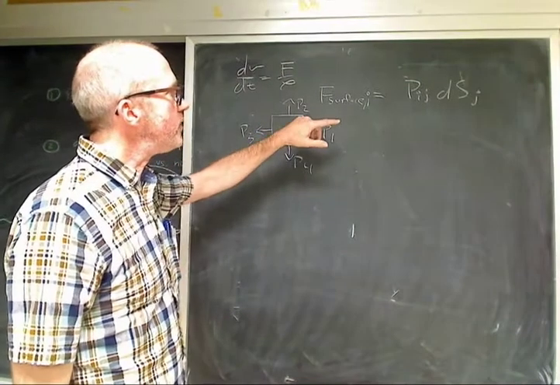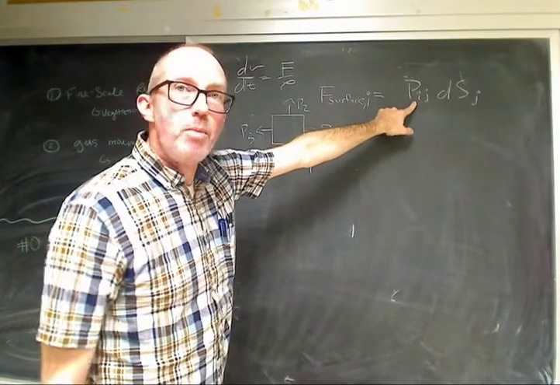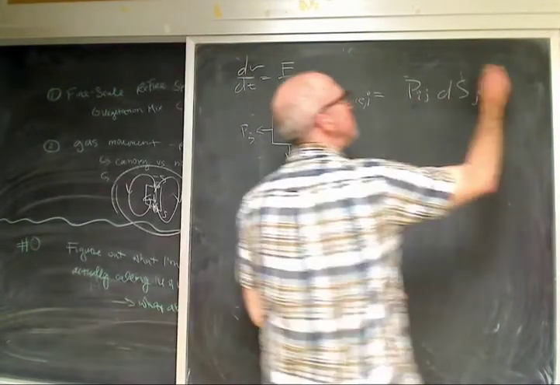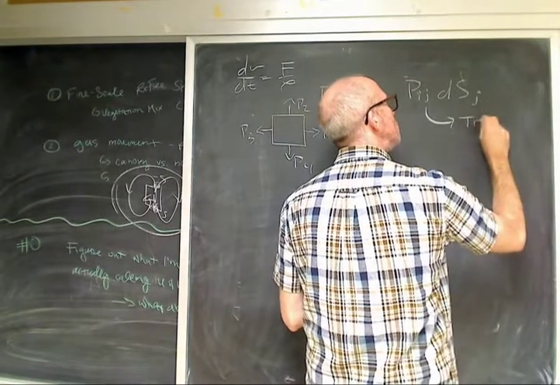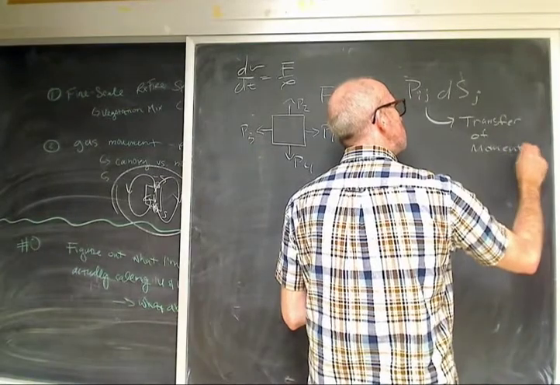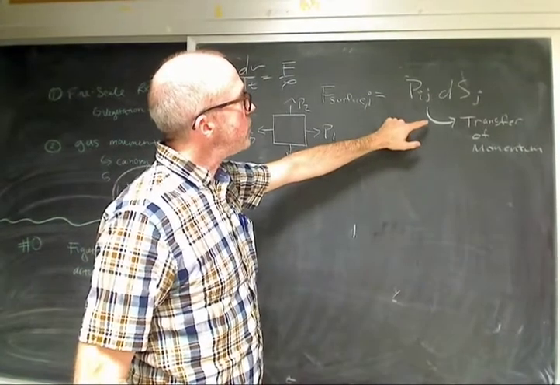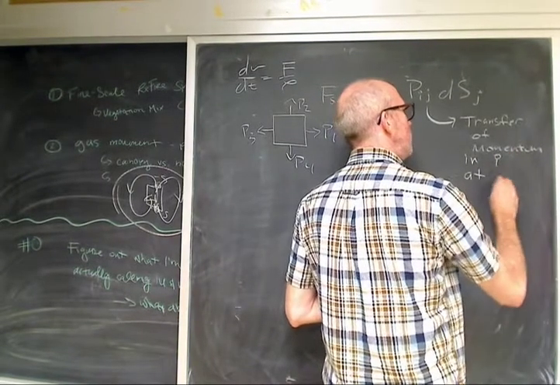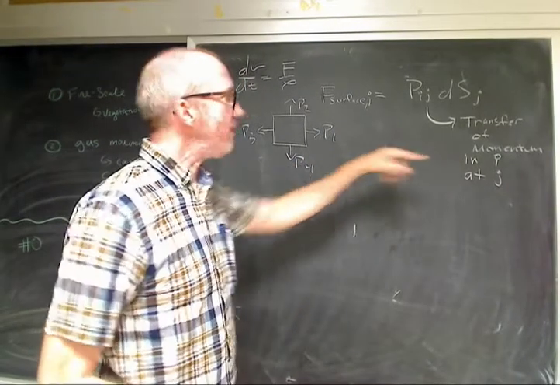So I did this already, so this should feel familiar, but I'm going to do it again. So this is now a good opportunity to ask questions. Pij, this is the momentum transfer. This is how much momentum I'm moving from one point to another. That's not an official term. That's just what it's doing. This is moving momentum around. So it's the momentum transfer in i at j. I mean, it's in the i direction, but it's at the j surface.